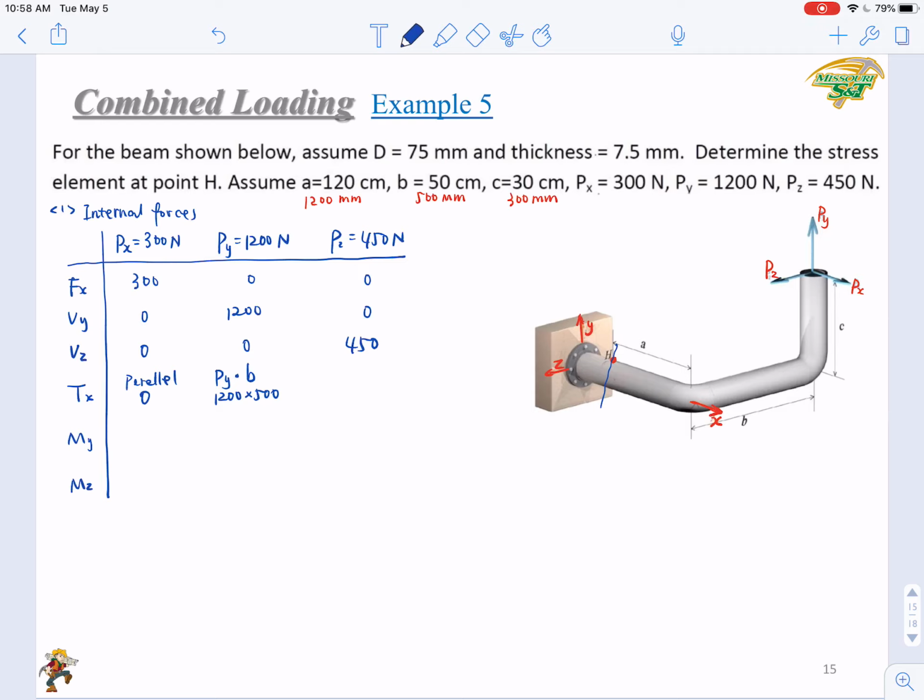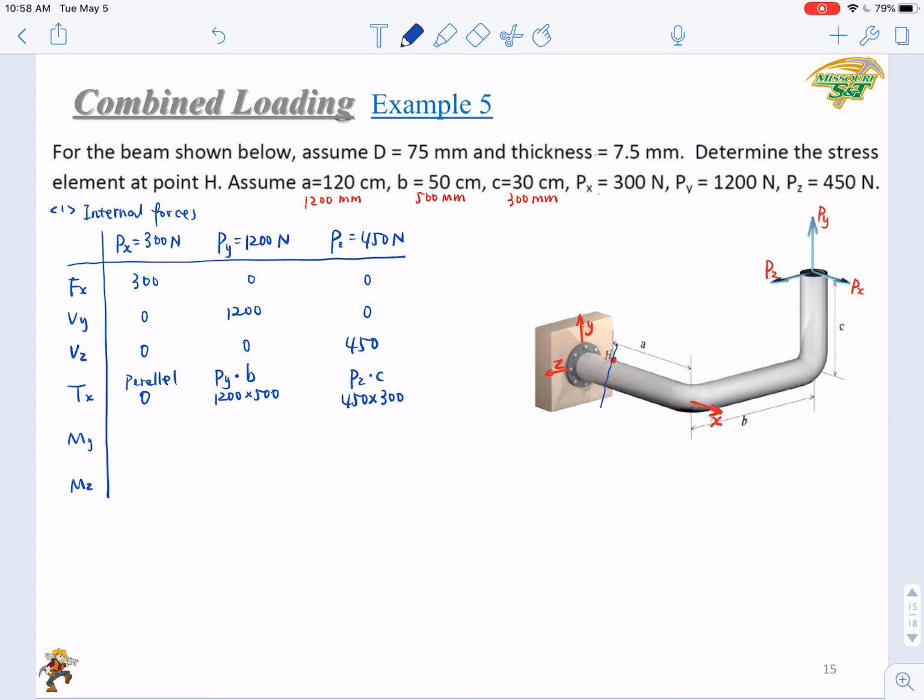How about Pz? Does Pz make a torque about x-axis? Yes. So what is the arm? A, B, or C? The arm is C, right? So here is Pz times C, or 450 times 300.